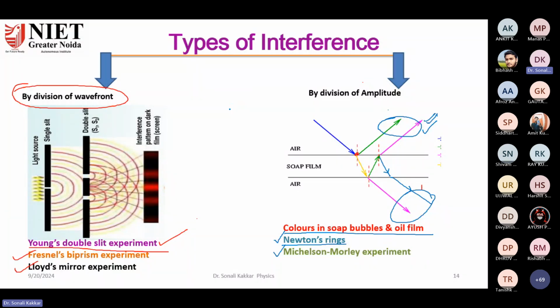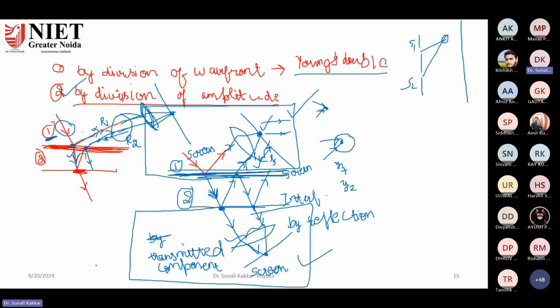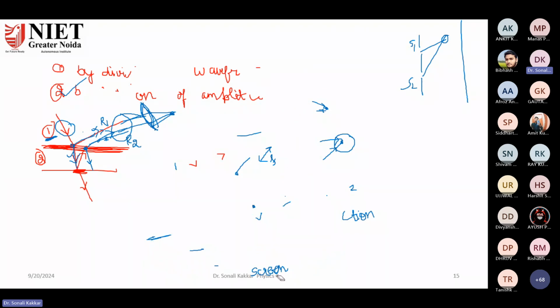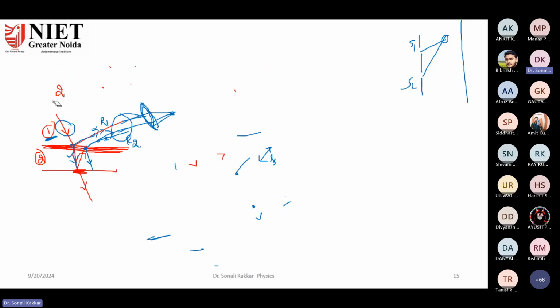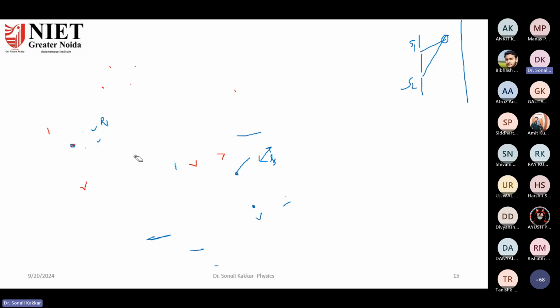Okay, so we were talking about division of wavefront. So what is a wavefront? What do you mean by wavefront? Locus of those points whose phase is the same. Locus of those points. Right? Okay, so what is a wavefront?